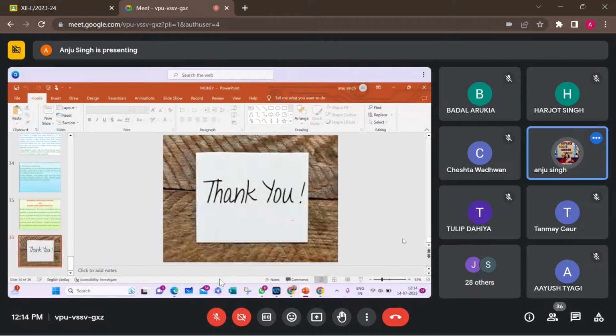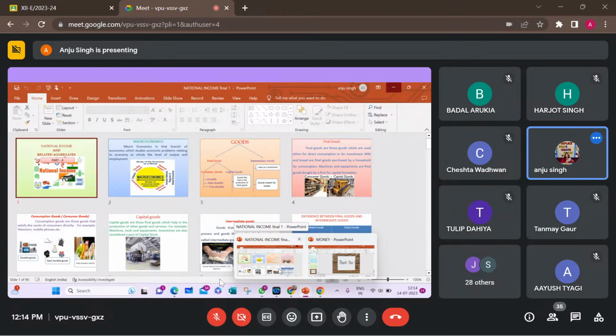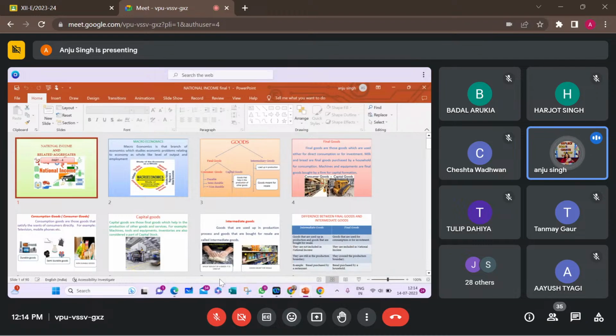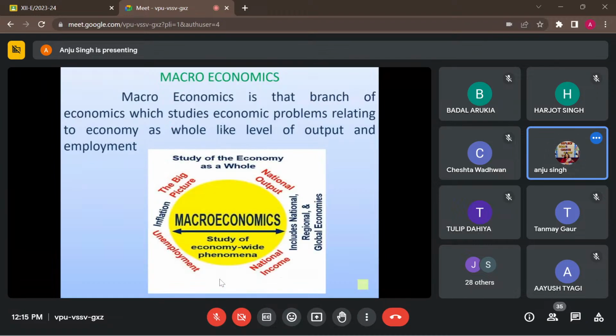And this was your money and banking PPT. Anything else that you would like to know from money and banking, children? Else I'll be starting with the next PPT. And this next PPT, I'll go a little fast because we still have 10 minutes time. This is national income and related aggregates.